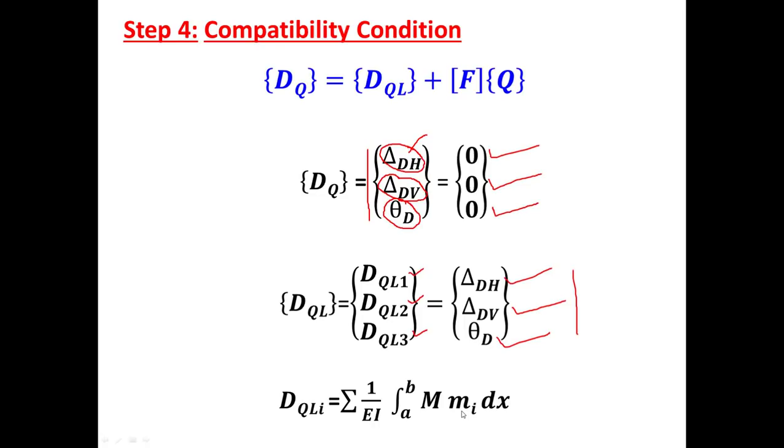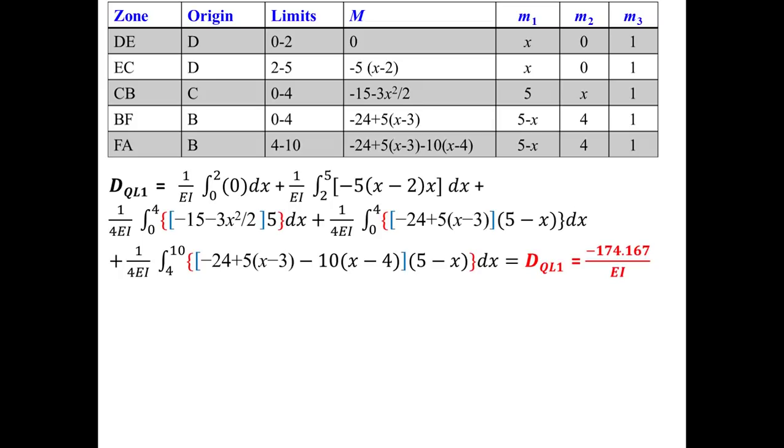Okay, so now we'll determine all these three elements of the dql vector one by one. I will repeat the table again to understand the calculation part. So this is the moment table repeated as it is from the last slide. Now first is dql1, the first element of the dql vector. Capital M into m1, understand, capital M into m1. So in the first zone D to E, capital M is 0 and m1 is x. So the multiplication is 0 actually, 0 into x is 0. So this first integration is 0.